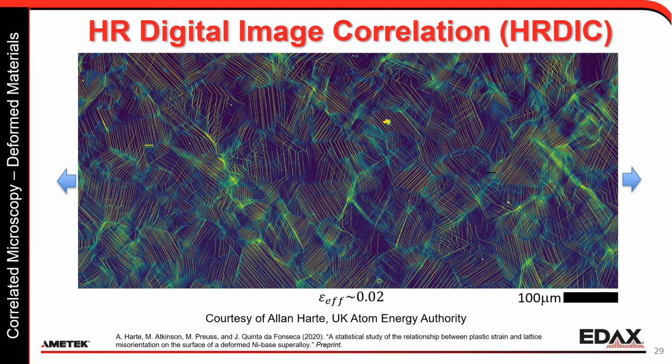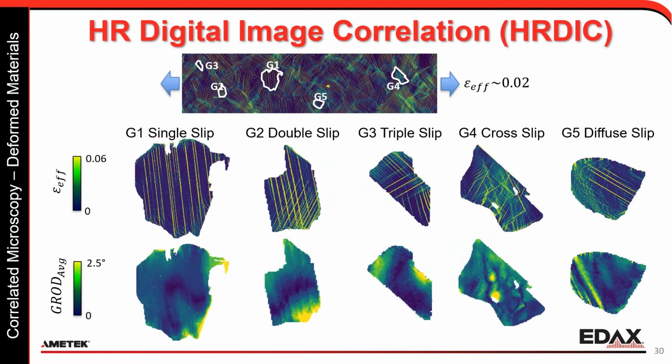Here's a very nice example showing DIC work on a strained nickel superalloy, and we compare that with individual GROD maps, which show the deviation at each pixel in orientation from the average orientation within the grain. You can see there several different slip conditions and compare the two. I think this picture is interesting because it not only tells us what we are measuring with EBSD, but it also tells us what we're not measuring.